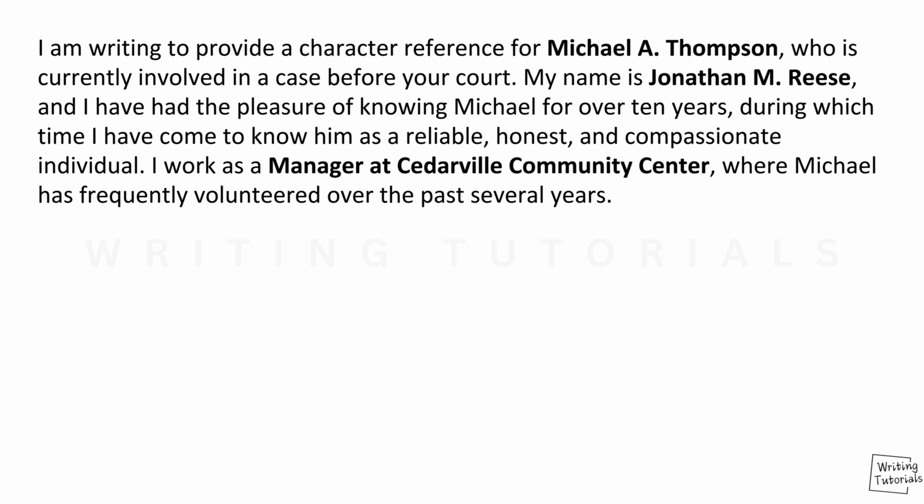In this part, Jonathan is establishing his relationship with Michael. Mentioning that he's known Michael for a long time, over 10 years, shows the depth of their connection. He also uses positive adjectives like reliable, honest, and compassionate, which help paint a positive picture of Michael's character. In your letter, you'll want to describe how long you've known the person and a few words to summarize their character. This introduction sets the tone and gives the judge some context for your perspective on the person.